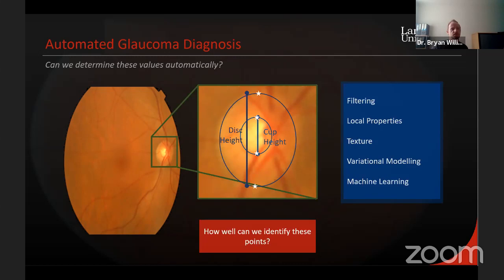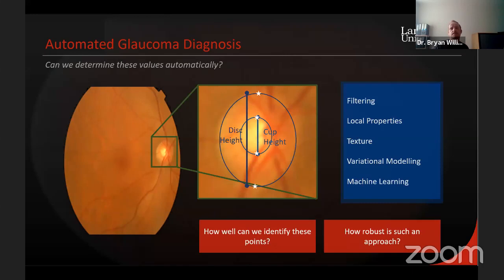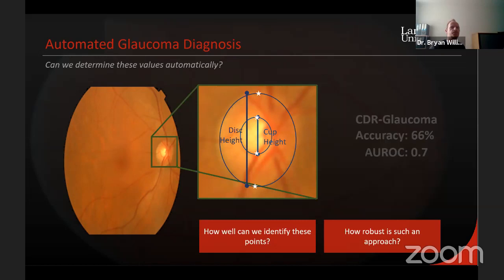And there's a couple of questions that we may well ask when it comes to this kind of piecewise attempt, where we're trying to find an intermittent stage of, say, identifying these points. So the first and one of the most important questions is how well can we actually identify these points? And secondly, how robust is this approach? So is this approach going to continue to work for the next patient or for the next 100 patients, or will it only work this one time? That is a really important question.